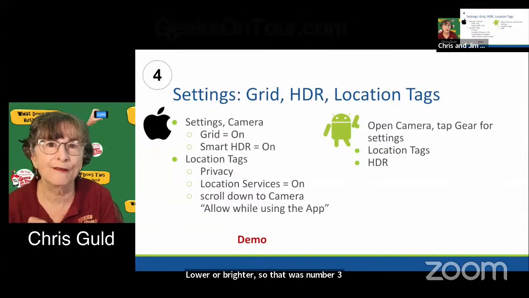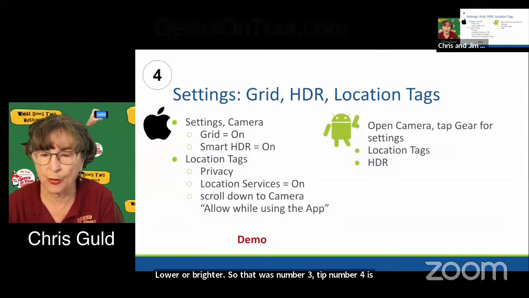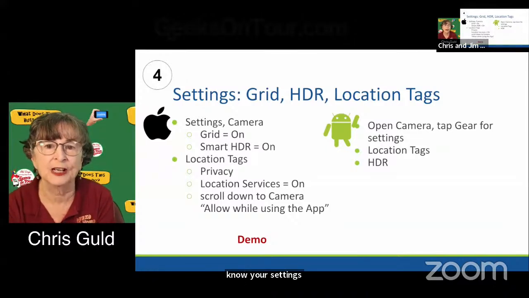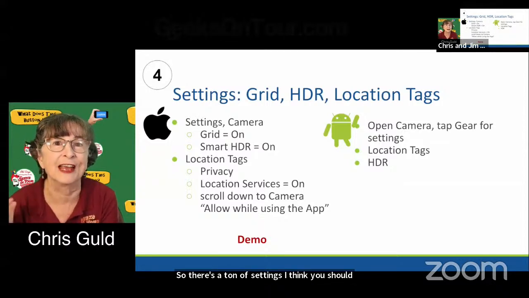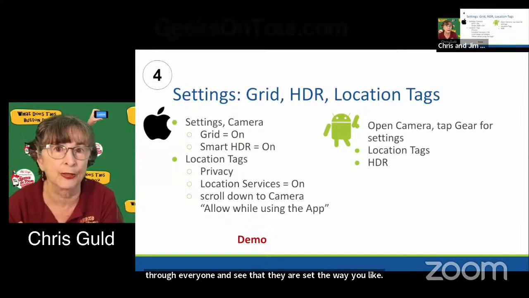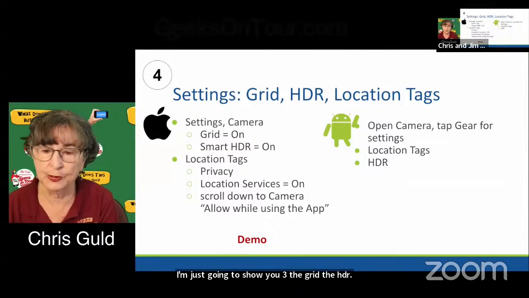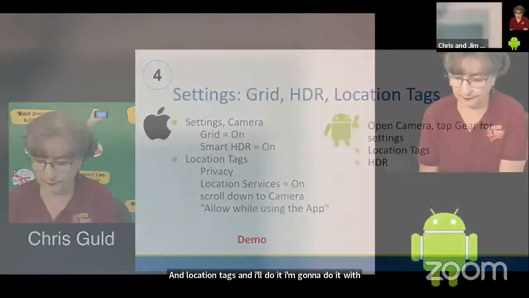Tip number 4 is know your settings. There's a ton of settings. I think you should go through every one and see that they are set the way you like. I'm just going to show you 3: the grid, the HDR, and location tags. And I'm going to do it with both. I'll do the Apple first, then the Android.